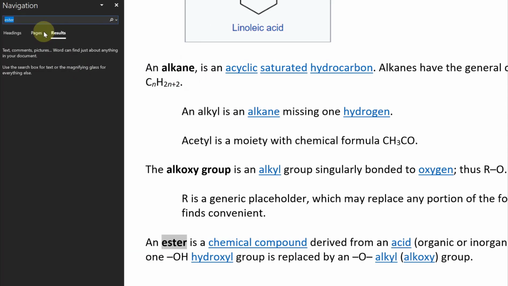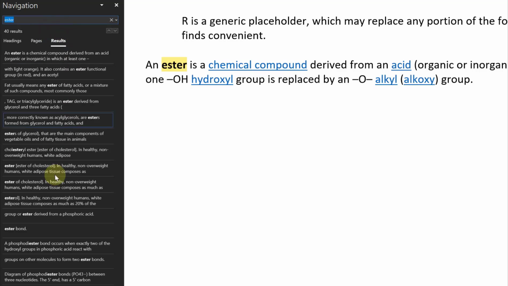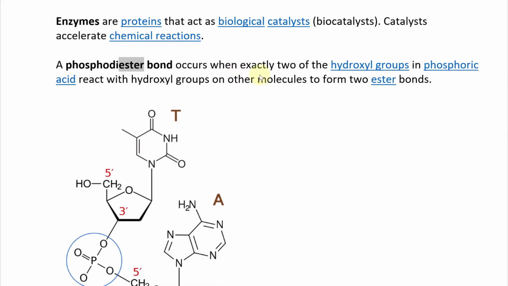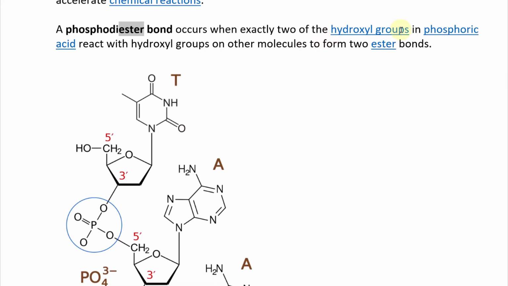And let's just go back to our phosphodiester bond, all the way over here. So a phosphodiester bond, again, occurs when two of these hydroxyl groups in phosphoric acid react with hydroxyl groups in other molecules to form two ester bonds.